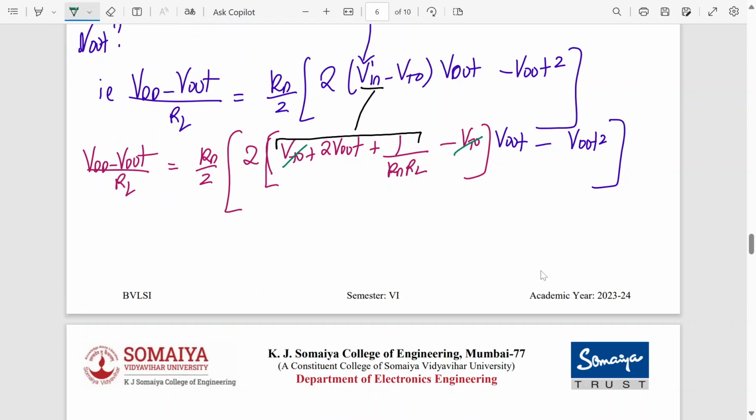So let us rearrange the terms. What do we get over here? This 2 we take on this side and Kn down. So we get twice VDD upon Kn into RL minus twice V out upon Kn into RL. On this side, what do we have? We have the value of Kn. So inside Kn, what do we have? Okay, let me write this expression again. So this is twice V out into V out.